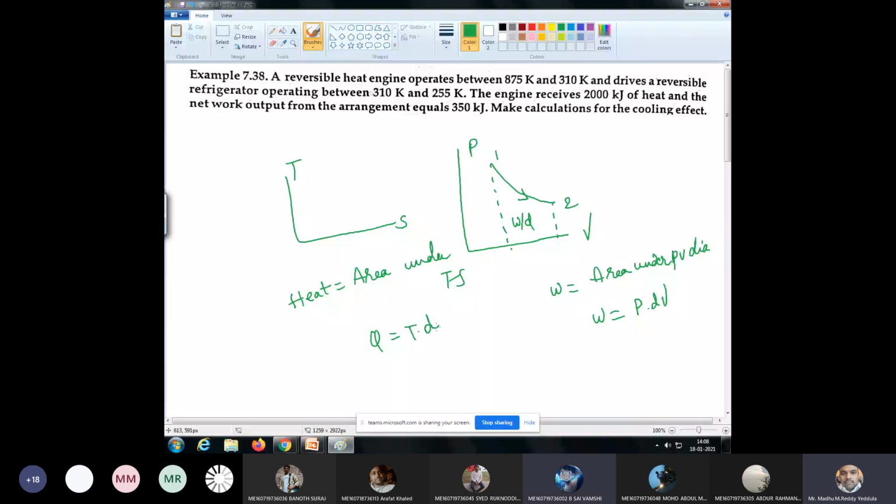Let us say one to some process. This is the total heat supplied or heat rejected, T into ds. Therefore, area under TS diagram gives the heat flow, and area under PV diagram gives the work done. Clear now? Yes. Okay, right.